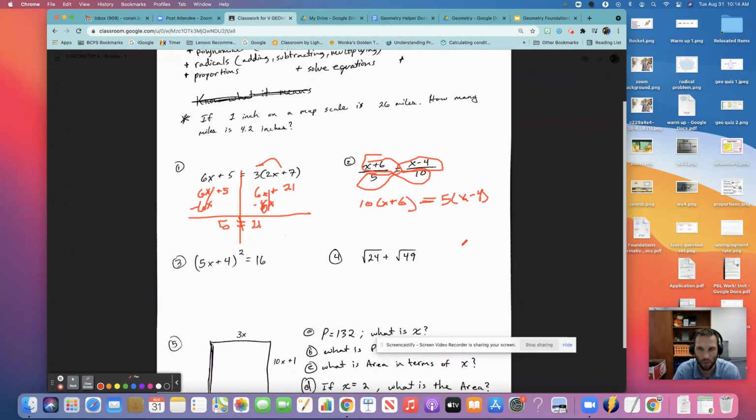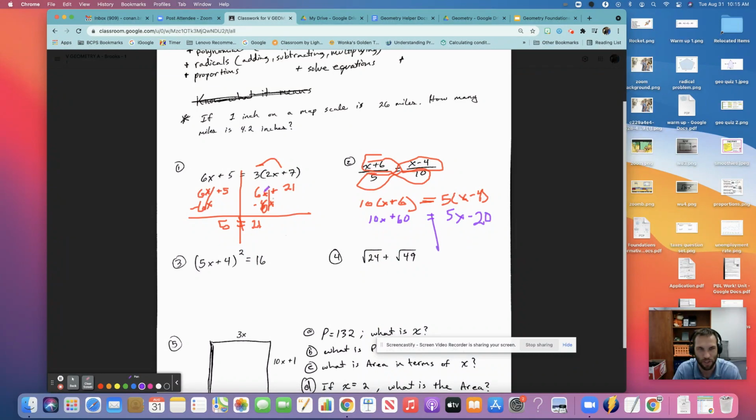Okay, now the other thing you can know is you can see the pattern where you have a binomial. That'd be like x plus 6 is a binomial, bi meaning 2, like bicycle. If you have a binomial, you're going to use the distributive property. So you should know that for the test. Okay, so going through this with the distributive property, that's 10x plus 60 is equal to 5x minus 20.